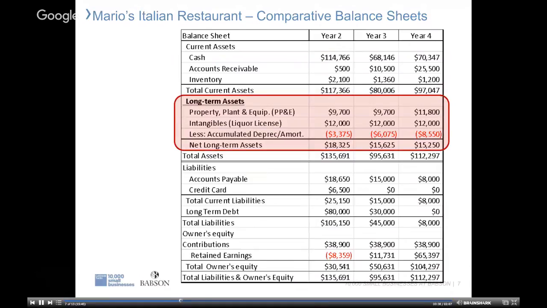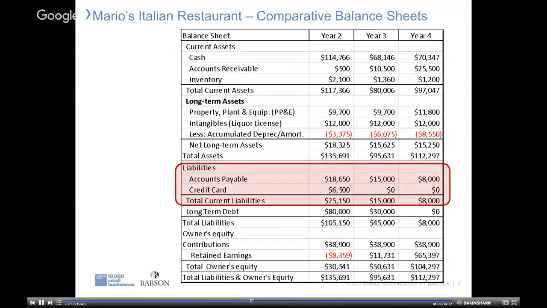Long-term assets are stable over the 3-year period. Note that accumulated depreciation increases each year as the fixed assets and liquor license continue to be depreciated. The overall change in total assets is not large over the 3-year period and is due primarily to fluctuations in cash and accounts receivable.